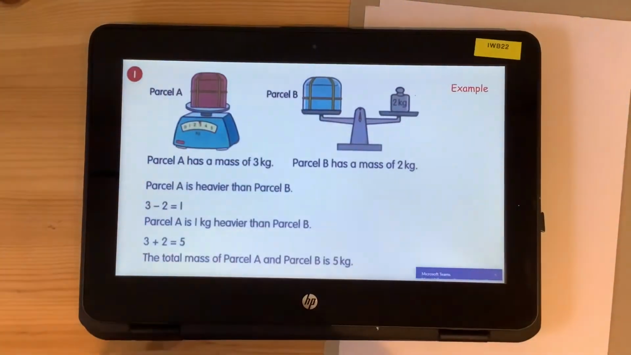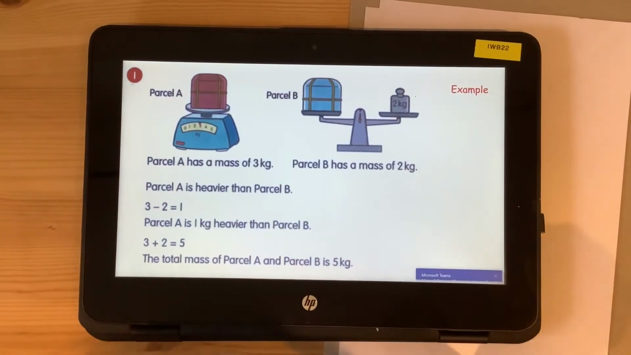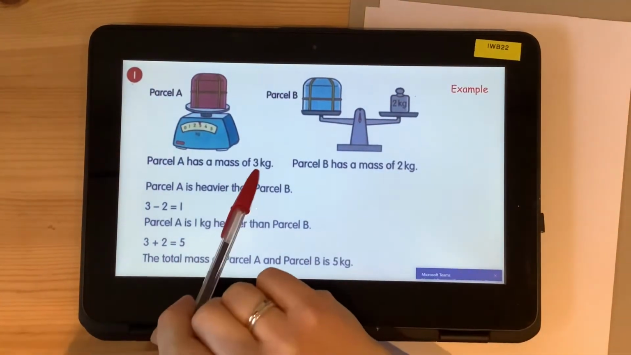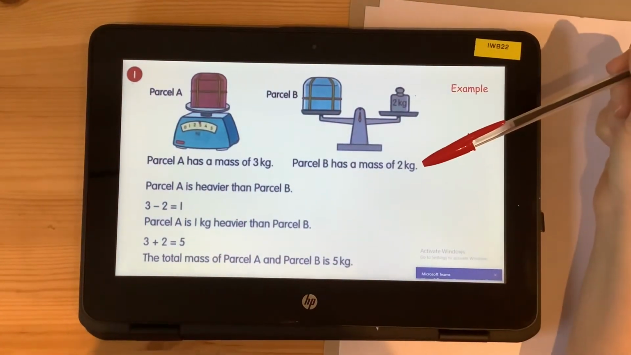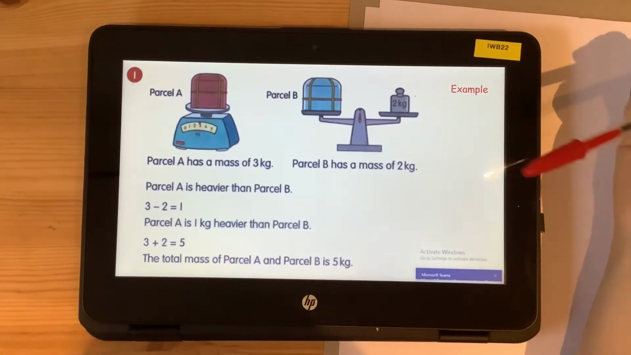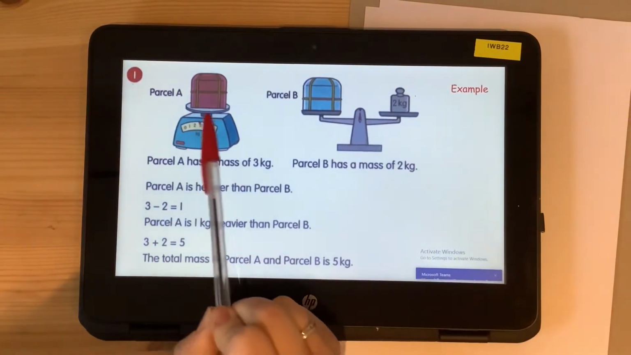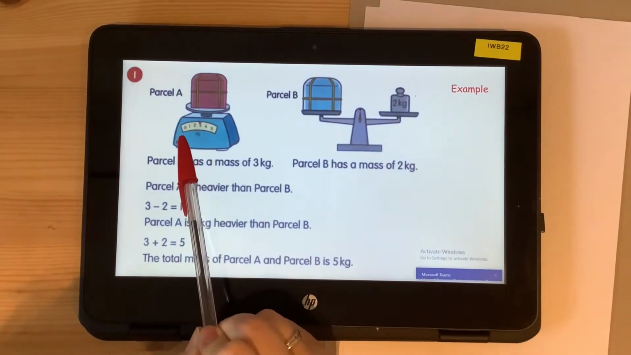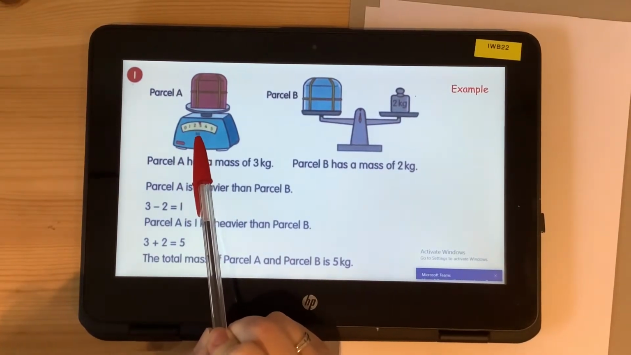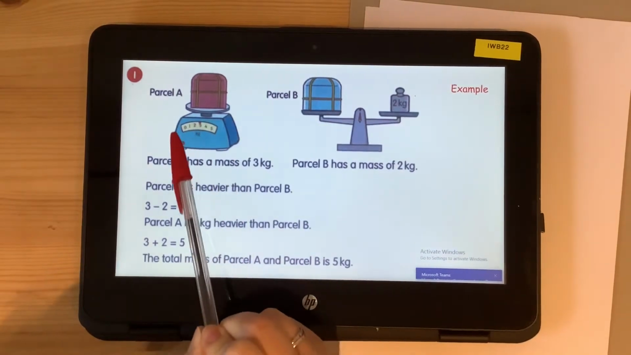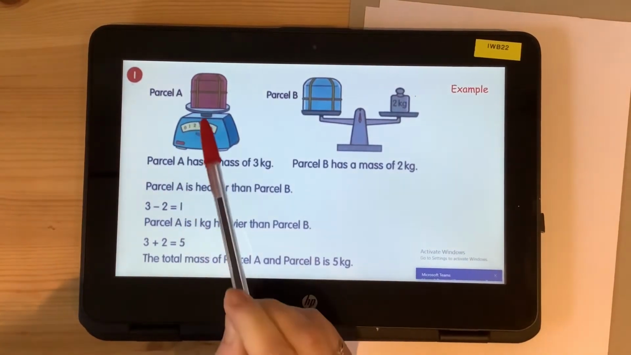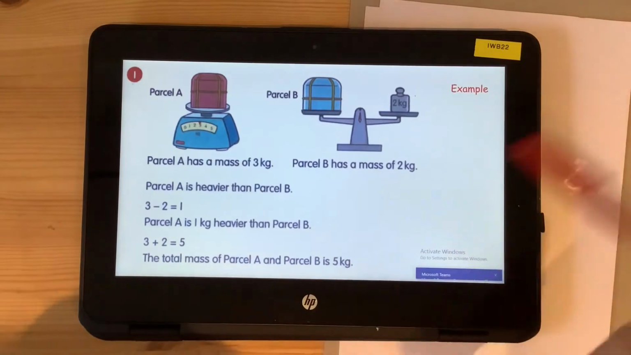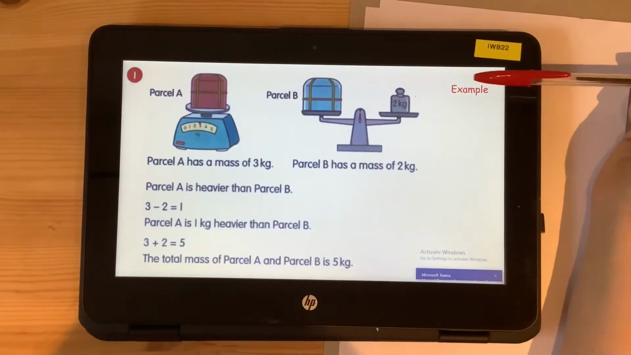Here we've got parcel A and parcel B. Parcel A has a mass of 3 kilograms and parcel B has a mass of 2 kilograms. We know that because here our set of scales is measuring with the needle moving, and the needle has moved from 0 to 3. If the needle is in line with 3 and we know that our set of scales measures in kilograms, that tells us that that item has the same mass as 3 kilograms.